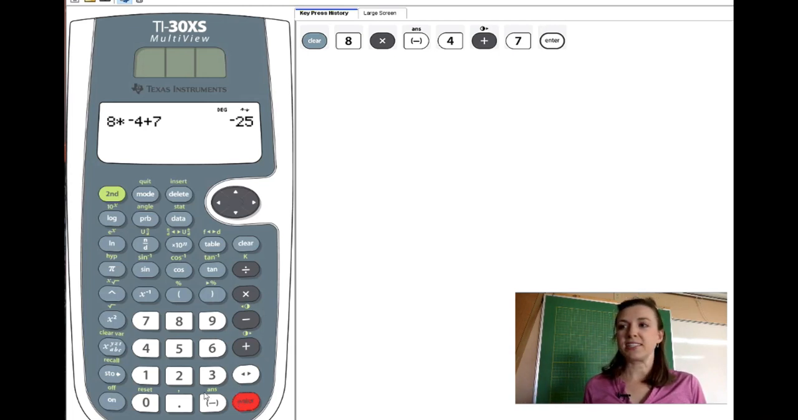Okay, so this little negative key is probably the most important thing to know on this. The rest of them, we've done it all before, right? So multiplication, division, addition, subtraction on a calculator like this is basically just like you would do with another calculator. So not a big deal.